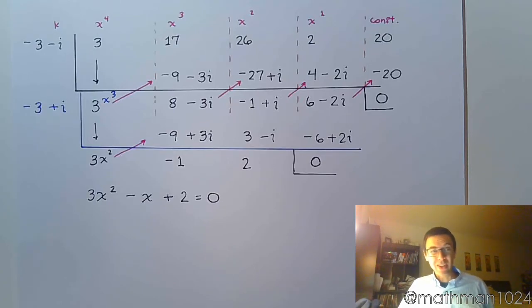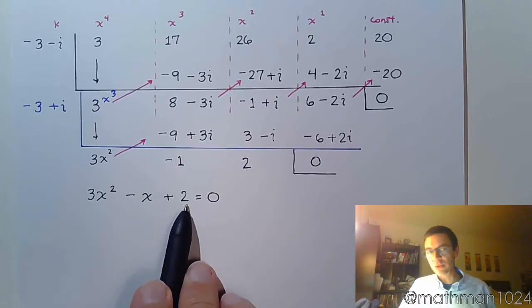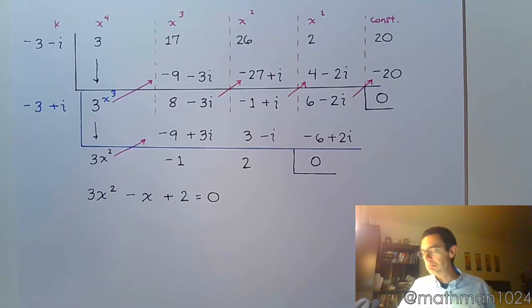Alright, so we've got to solve this guy. Now, we could try to factor. You've got 3 times 2 is 6. Are there factors of 6 that add to 1? And the answer is no, so this guy does not factor.